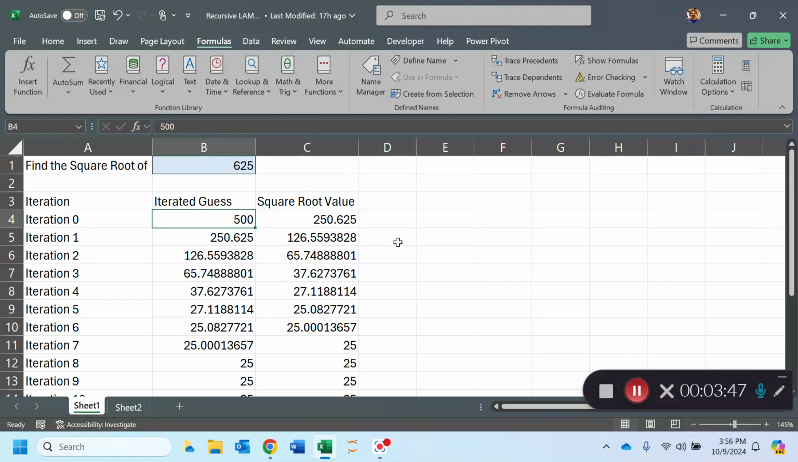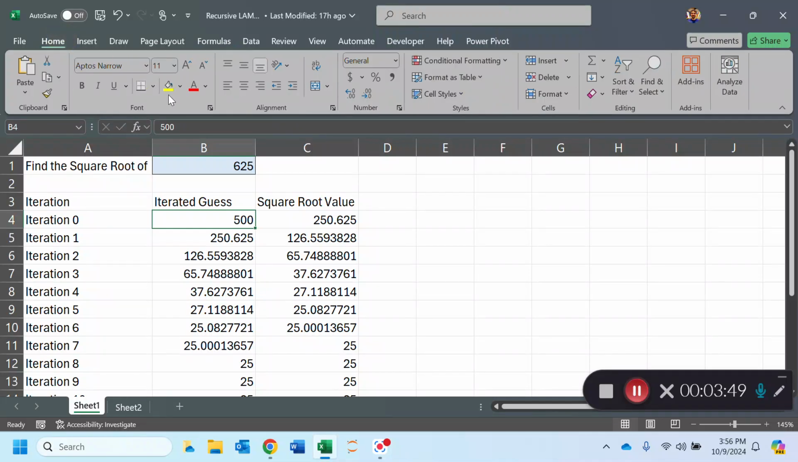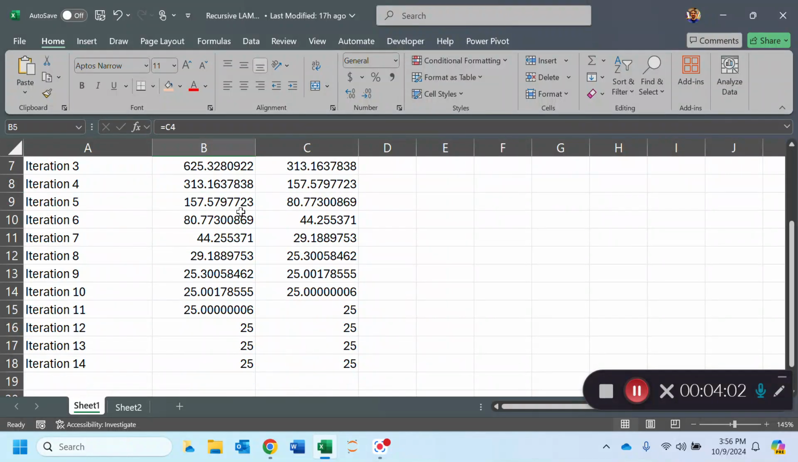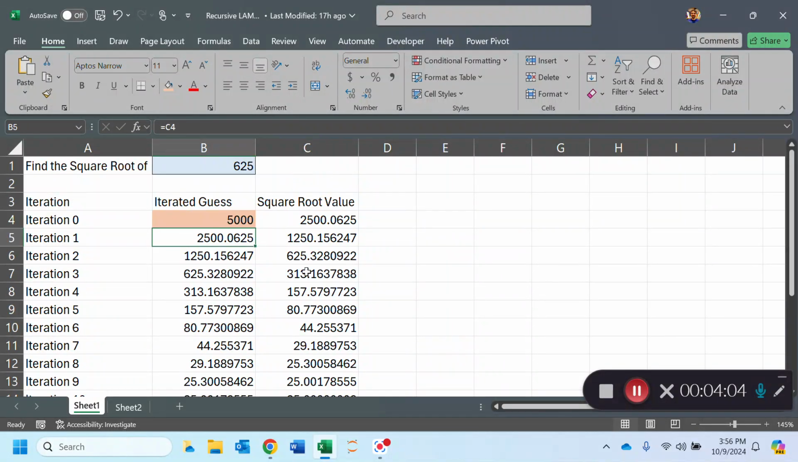Let's say that my initial guess is, maybe I'm just making that 4. Okay, and even that is just finding the value. If I make my initial guess to be 5,000, it's going to take longer for it to converge, but it is going to converge to the optimal value.